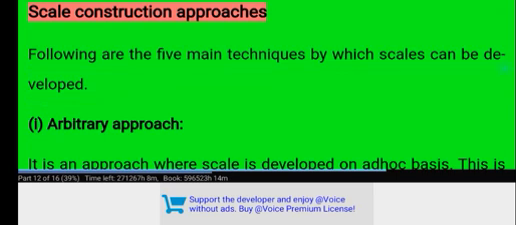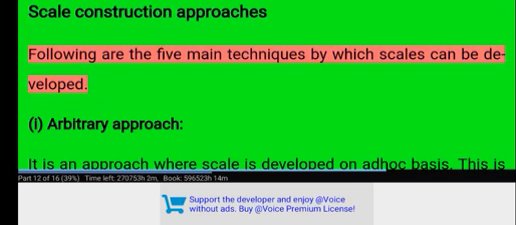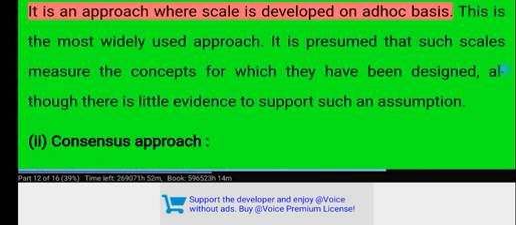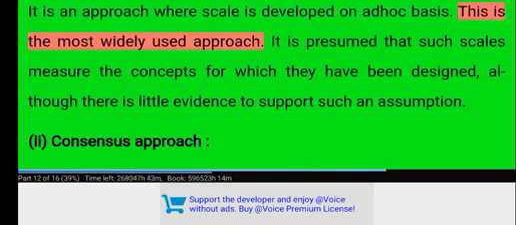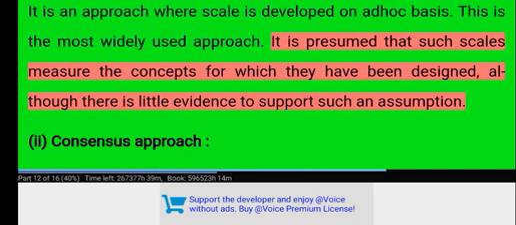Scale construction approaches. Following are the 5 main techniques by which scales can be developed. I. Arbitrary approach. It is an approach where scale is developed on an ad hoc basis. This is the most widely used approach. It is presumed that such scales measure the concepts for which they have been designed, although there is little evidence to support such an assumption.